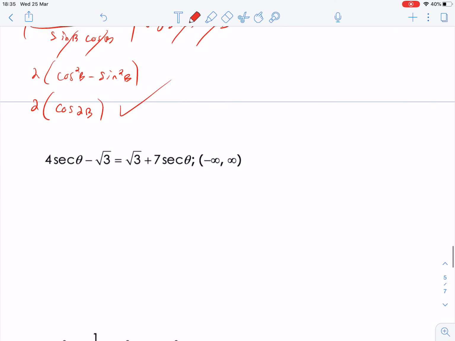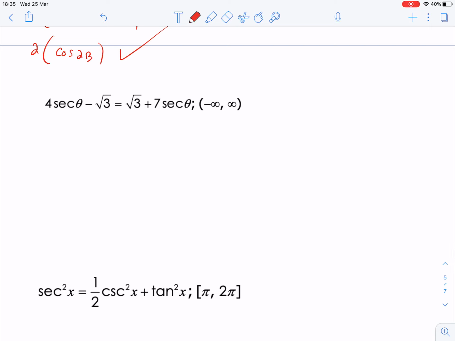Nice. All right, so we need to solve for theta, and this is negative infinity to infinity, which means we're going to have n in there somewhere. So if your answer did not have n in there, you made a mistake. So here we go. I would subtract secant theta, so we get negative 3 secant theta equals 2 square roots of 3. I just added this over. So I get secant of theta equals negative 2 square roots of 3 over 3.